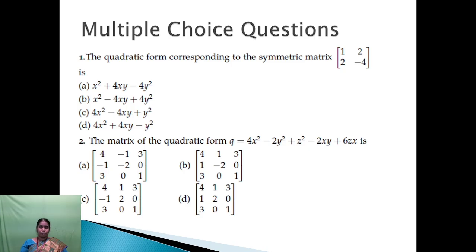Next, multiple choice questions, one or two questions. The quadratic form corresponding to the symmetric matrix 1, 2, 2, minus 1: how can we reduce the given matrix to the quadratic form? The answer is option B. Okay, next. The matrix of the quadratic form is given by. We have to convert the quadratic form to a matrix. First one is matrix to quadratic form, second one is quadratic form to matrix. The answer for the second question is option A.